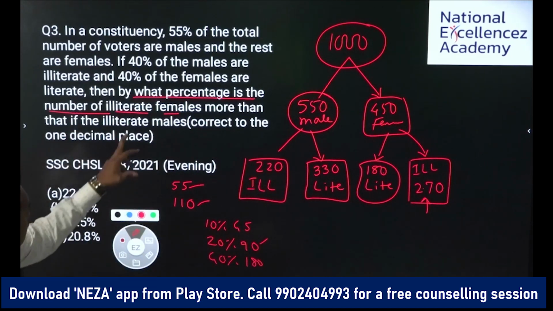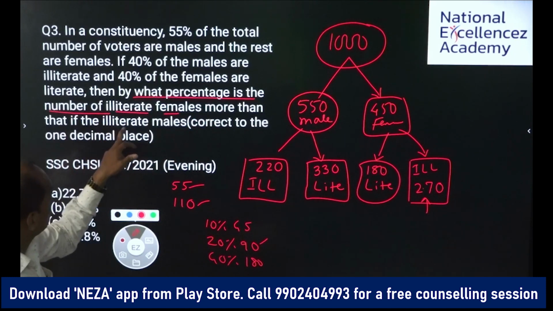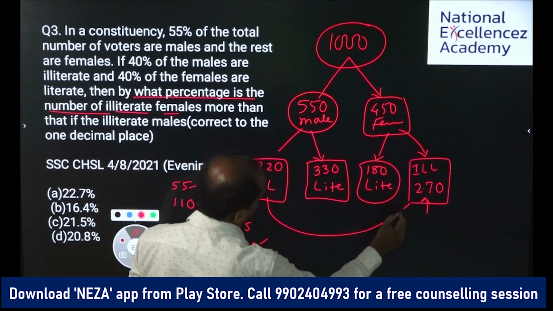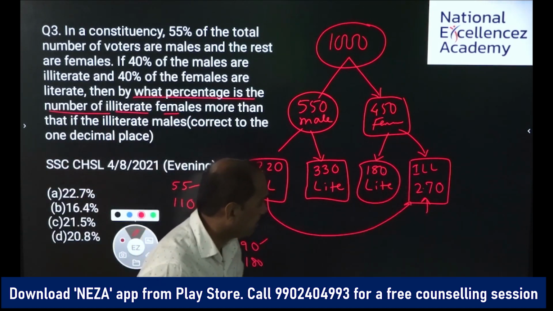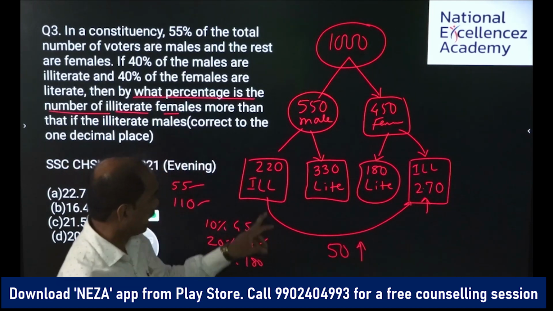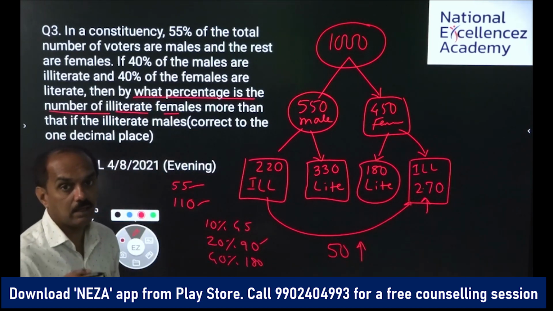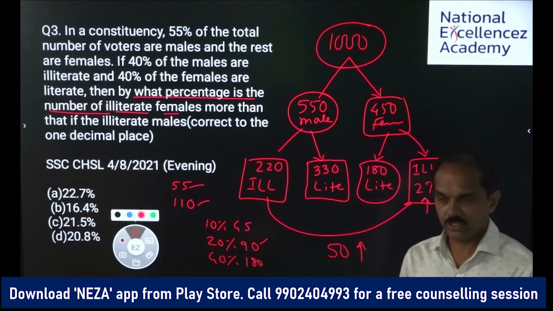Illiterate females more than that of illiterate males. Illiterate males are here. From here to here, the journey. Okay. From here to here, it is 50 more. Compared to this, this is 50 more. This is in absolute numbers, and this we will have to convert it into percentage.